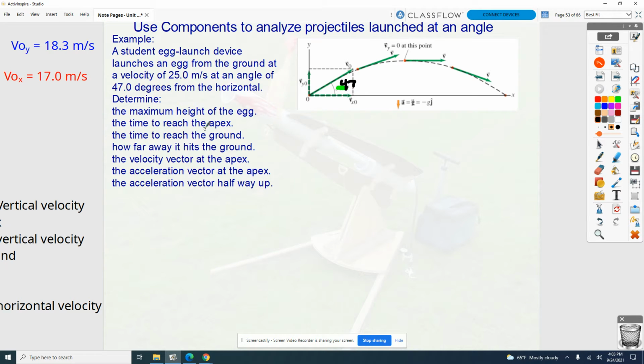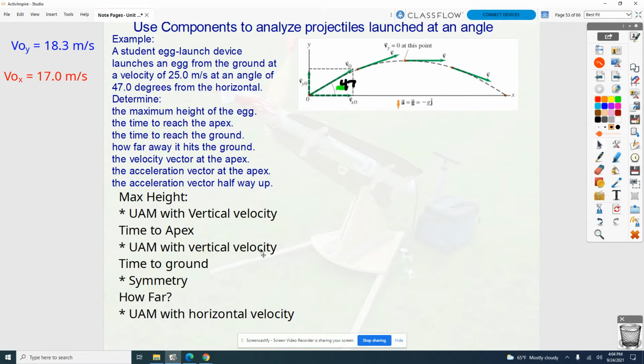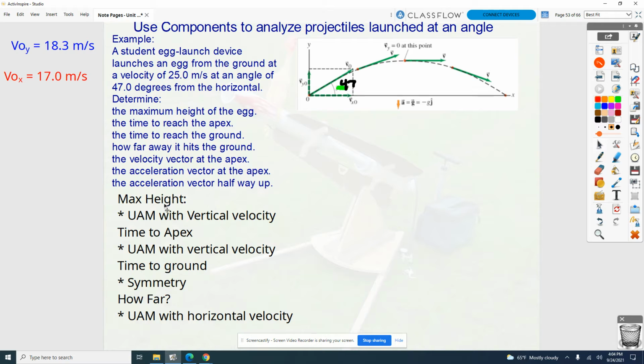We want to answer a variety of questions. What's the maximum height of the egg, the time to reach the apex, the time to reach the ground, and how far away it's going to hit the ground. We want to know what the velocity vector is at the apex, the acceleration vector at the apex, and the acceleration vector halfway up. Let's go ahead and start looking at these first four problems. These are going to require some computation. Now, to help with the understanding here, I'm going to talk about each one of these things separately, and then I'll show you the work.